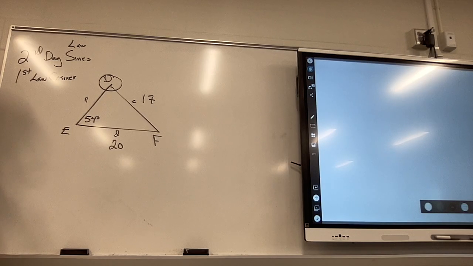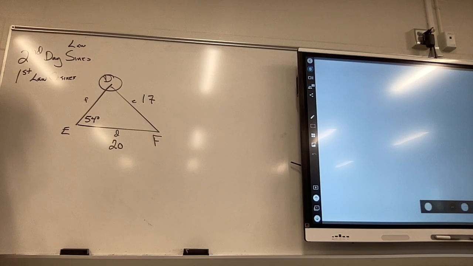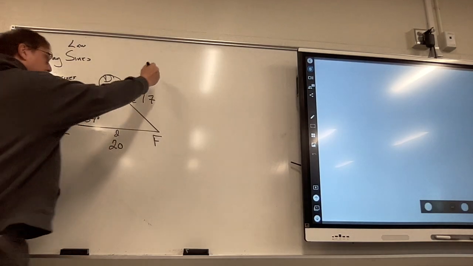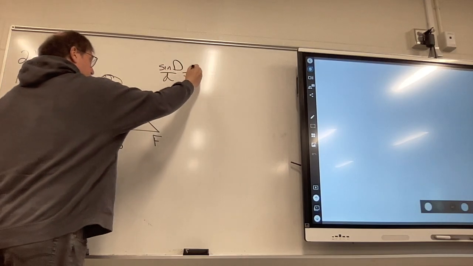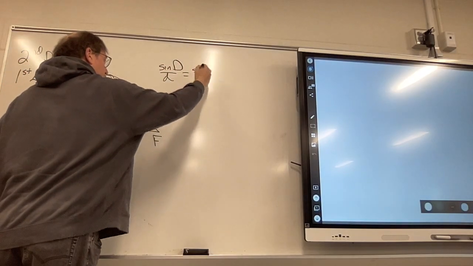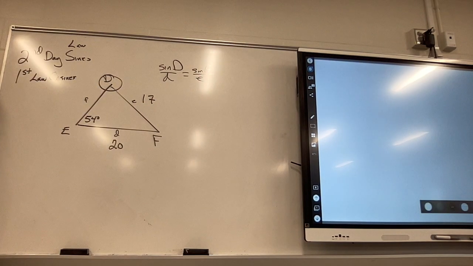This is not horrible. So we're going to use the law of sines with the D and the E, and we don't need the F. So I'm going to write sine of big D over little d equals sine of big E over little e. That's just like yesterday.